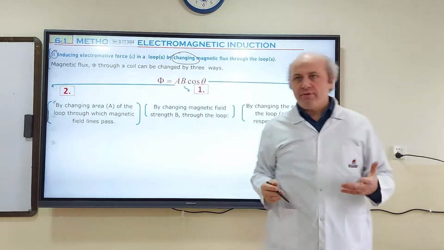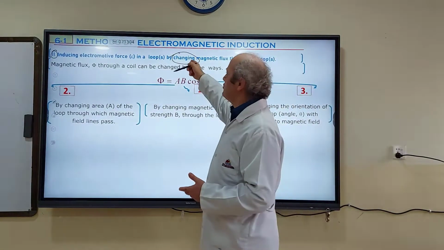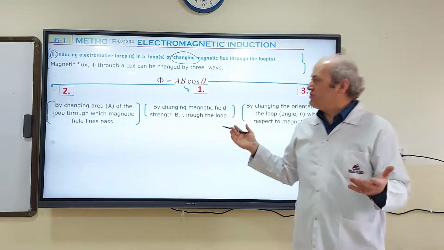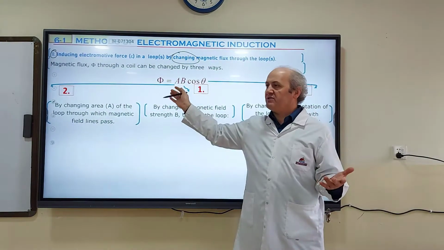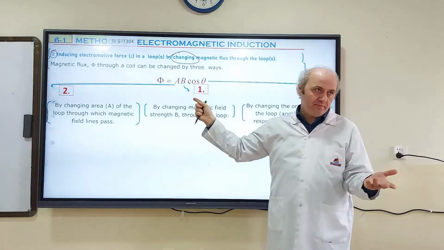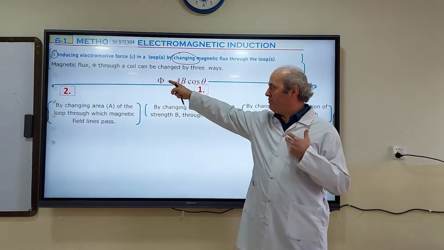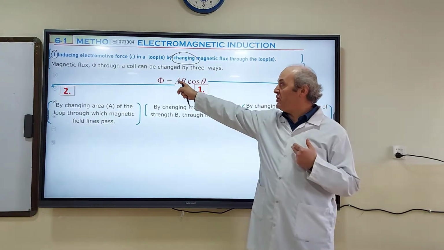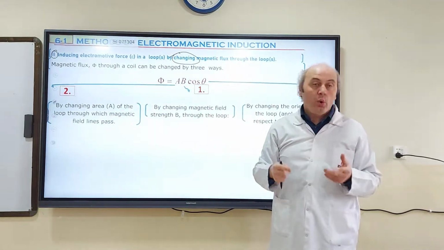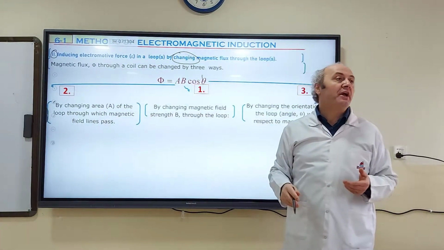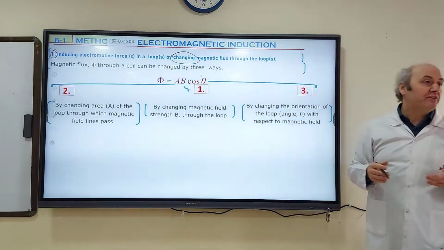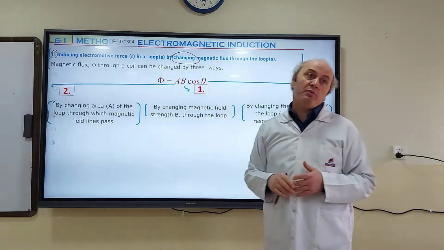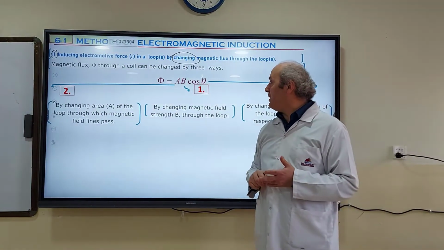So the keyword in this title is changing magnetic flux. How can we change magnetic flux? We will check the equation. The equation of magnetic flux is A times B times cosine theta. If we want to make a change in magnetic flux, we can make a change in magnetic field intensity, we can make a change in the area of the loop, or we can make a change in angle. What is angle? Orientation, a change in orientation of the loop with respect to the magnetic field. By these three ways, we can make a change in magnetic flux.